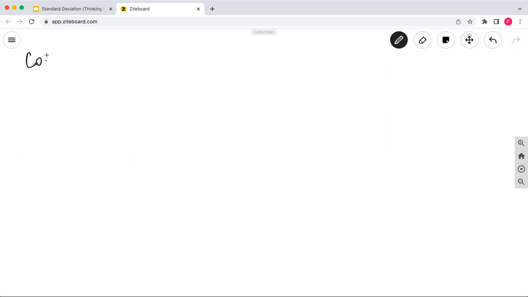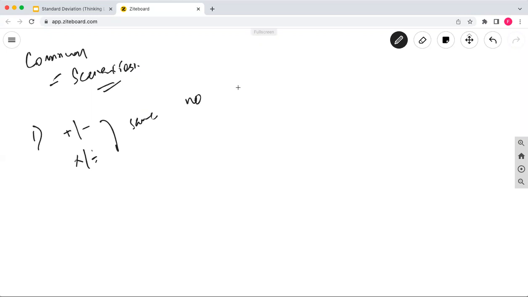Just see common scenarios. First scenario is you could directly be tested by the concept which we discussed earlier about the addition or subtraction or multiplying or dividing the same number with each of the elements of the set. Right. This is the first concept.